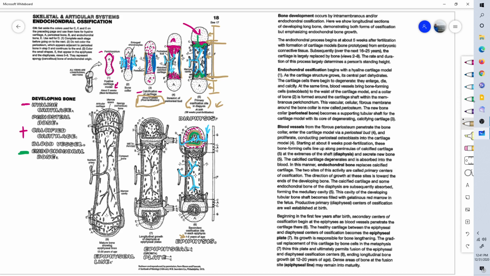So here again is your calcified cartilage, this layer of calcified cartilage, right here, with your layer of endochondral bone underneath it. Where did the endochondral bone come from? Well, the blood supply from these arteries came in, pushed through this collar, this periosteal bone here, and laid down osteoblasts. So you see the primary centers of ossification.